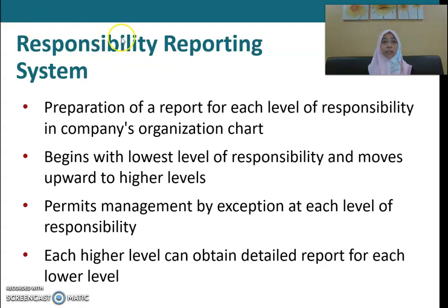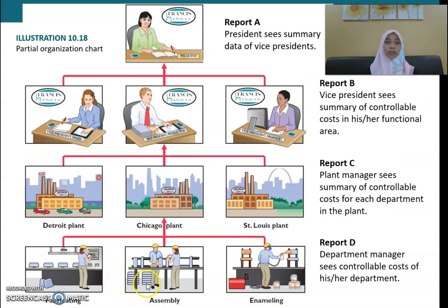So as for the responsibility reporting system, you prepare a report for each level of responsibility in the company's organization chart. You begin with the lowest level of responsibility and then move upwards. Okay, and then you permit management by exception at each level of responsibility, and each higher level can obtain a detailed report for each of the lower levels. So this you can see from here.